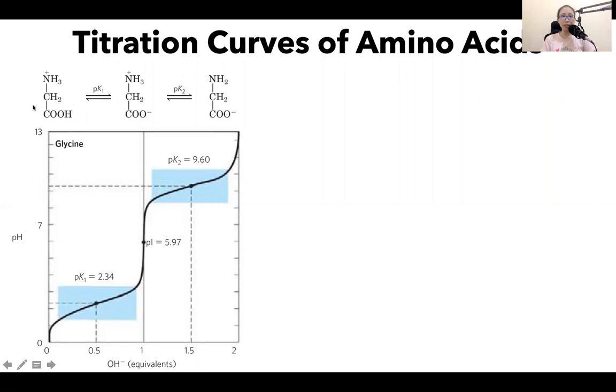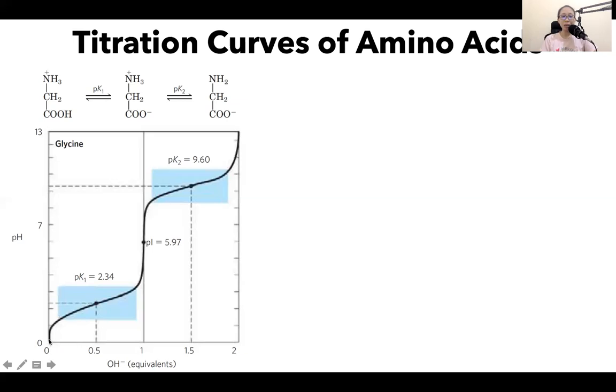So this is the structure of the fully protonated glycine. It has a positive charge, and with the first dissociation, we get the Zwitter ion, and after the second dissociation, we get a negatively charged form of glycine. Now, its titration curve looks like that of a diprotic acid. The fully protonated form of glycine is in fact a diprotic acid, right?